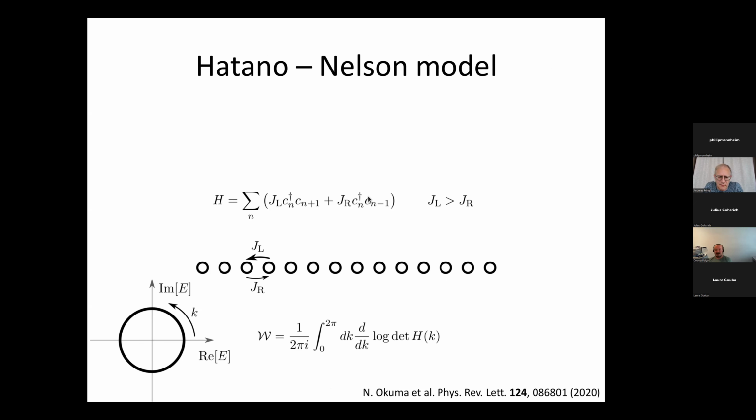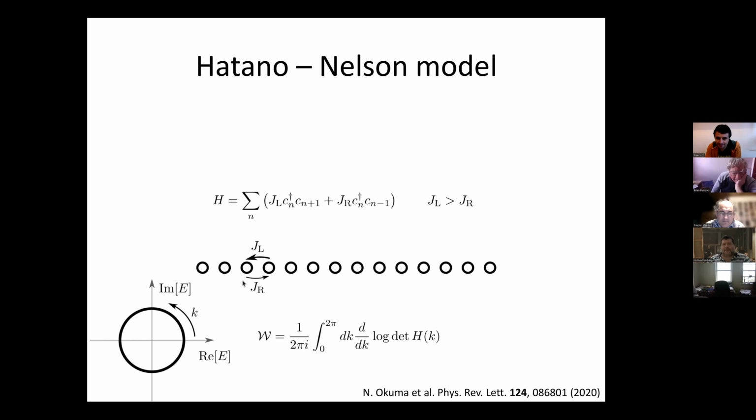So if I Fourier transform this and I go to momentum space, I will find that the spectrum forms a closed loop around the origin of the complex plane. Here I'm drawing a circle for simplicity, but in general, the spectrum will be an ellipse where the semi-axes of the ellipse are the sum and the difference of these two unequal hoppings. And this closed loop has a winding number associated to it. So this Hamiltonian has only one band.